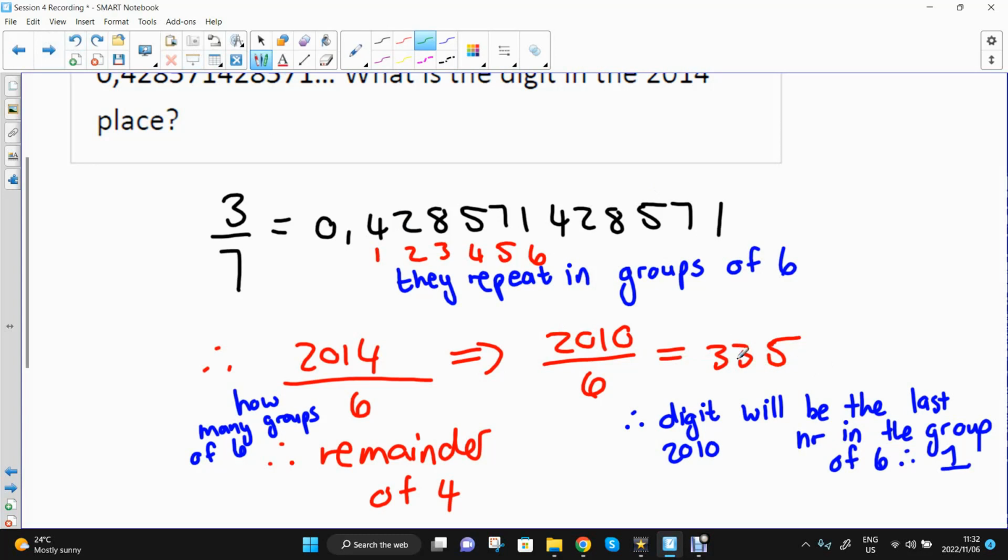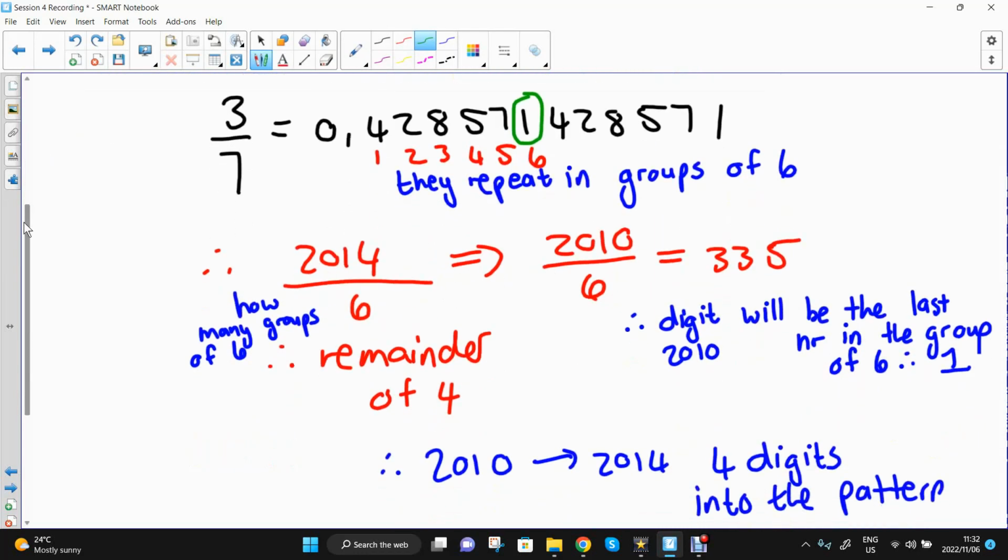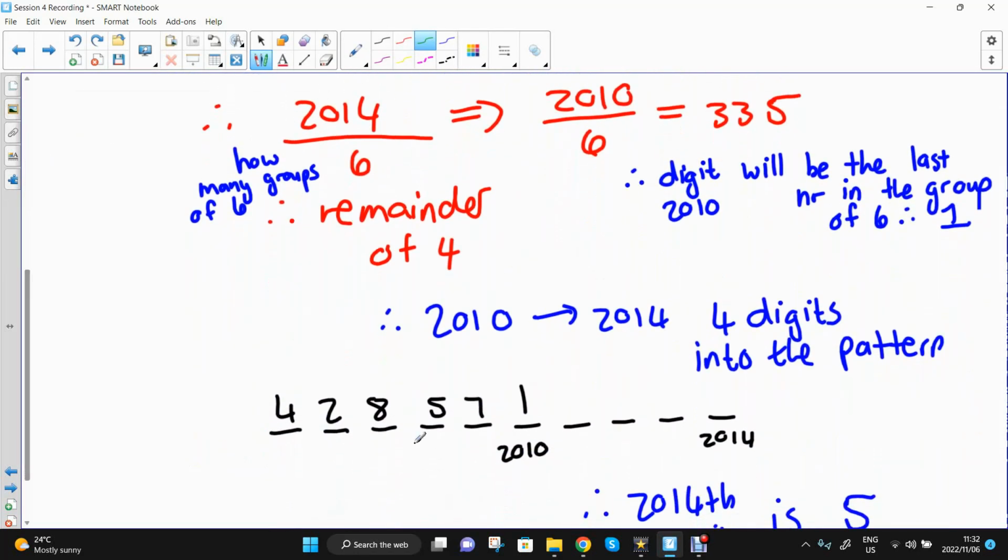It means that the 2010th digit will be the last number in the group of 6, and the last number in this group of 6 is a 1. Now I wrote this out for you just to show you what I'm saying here. So that's 428571. That's the pattern.